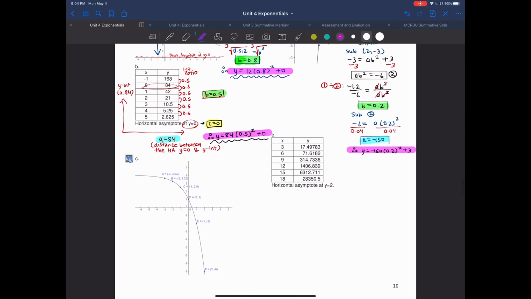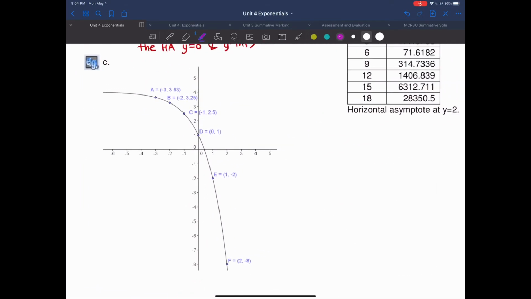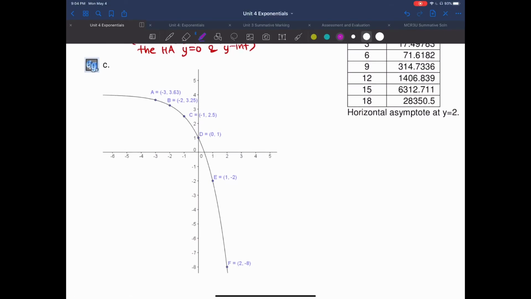Next, for question C, I'm noticing that first off, my horizontal asymptote is approximately at y is equal to 4. I'm noticing that my graph is trying to get to 4, but it's never going to reach 4. Because my horizontal asymptote is at y equals 4, that means my c is equal to 4, because there's been a shift up of 4.